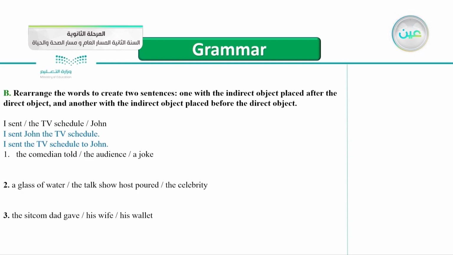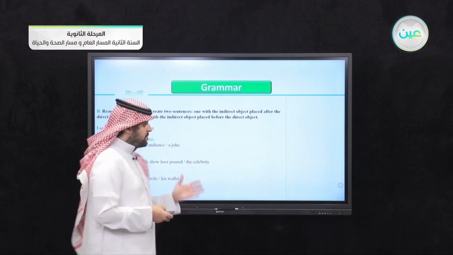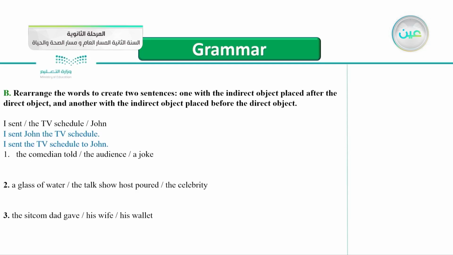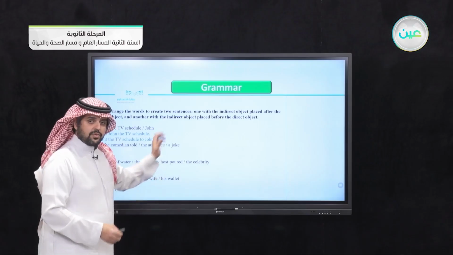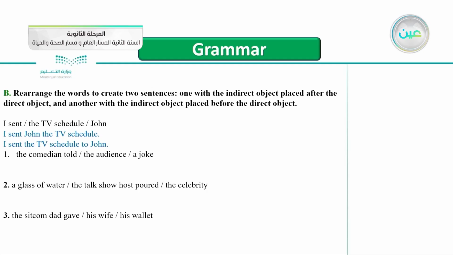So the first one here, I sent John. The indirect object John came first here. Then the TV schedule, the direct object. The second one, I sent the TV schedule to John. The TV schedule is the direct object, and John here is also the indirect object. So in each sentence, we'll have to do this. The first one, the comedian told the audience a joke. So do as we did in the first one. Yes, the comedian told the audience a joke. The comedian told the joke to the audience. So the audience here is the indirect object.